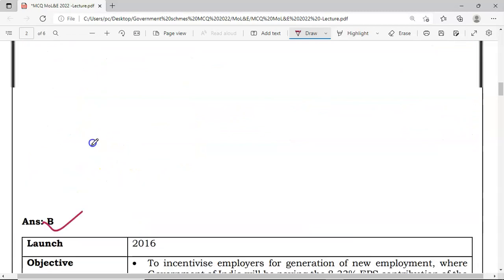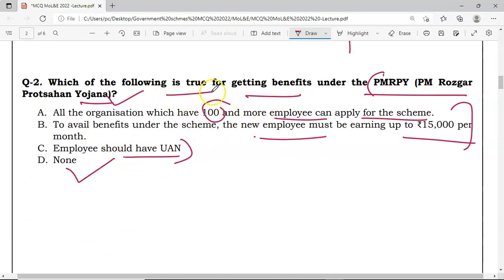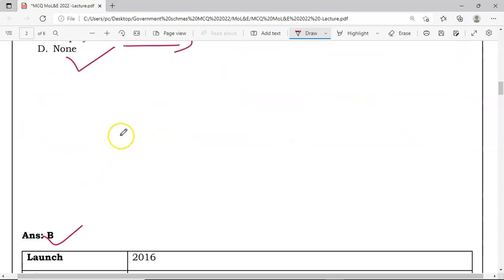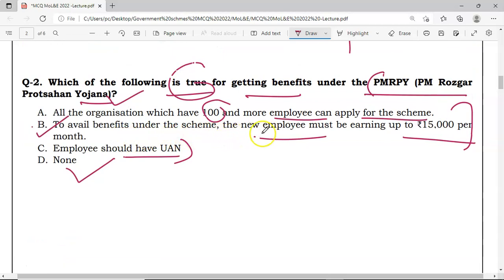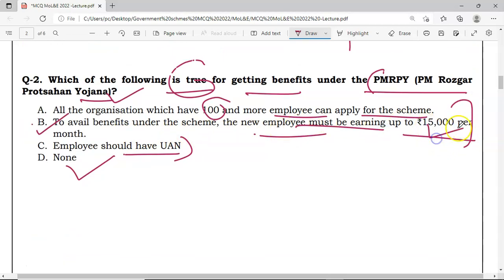First of all, its answer will be B. It is asking which of the options is true. So option B is true. To avail the benefits under the scheme, the new employee must be earning up to 15,000 per month.